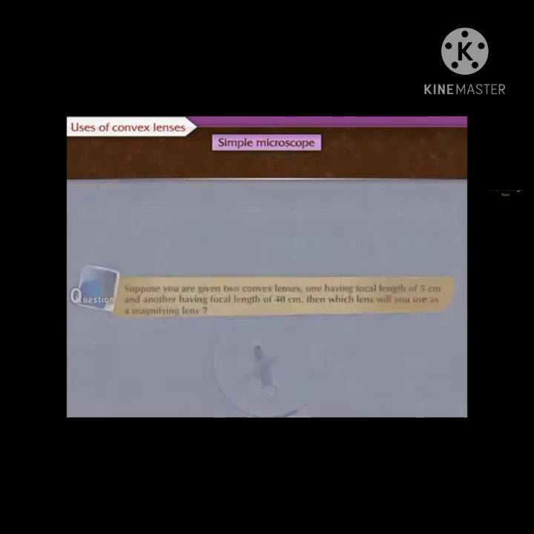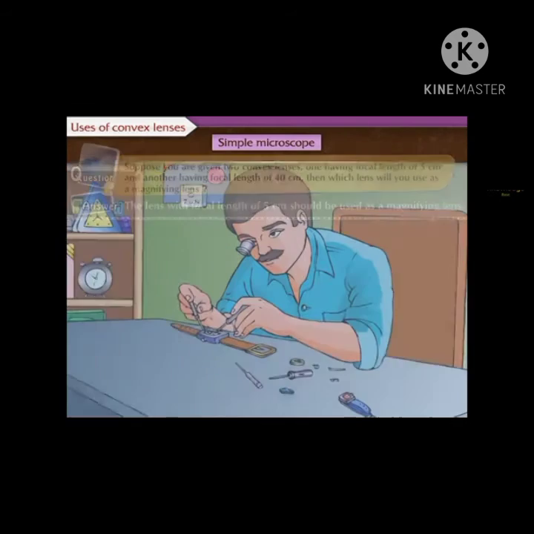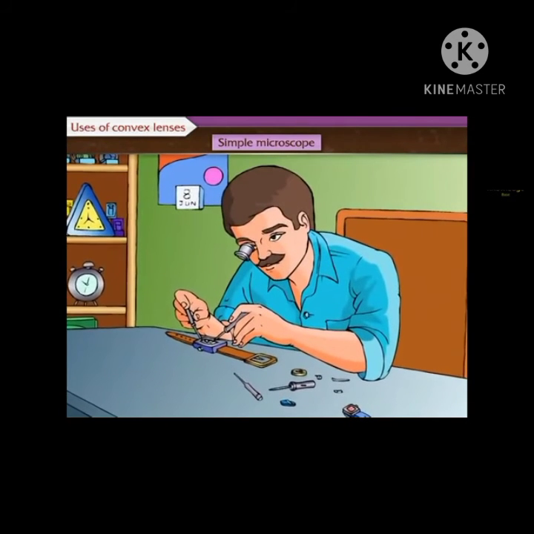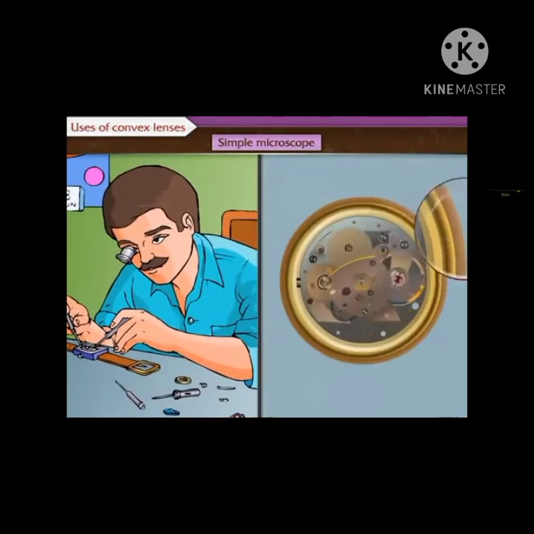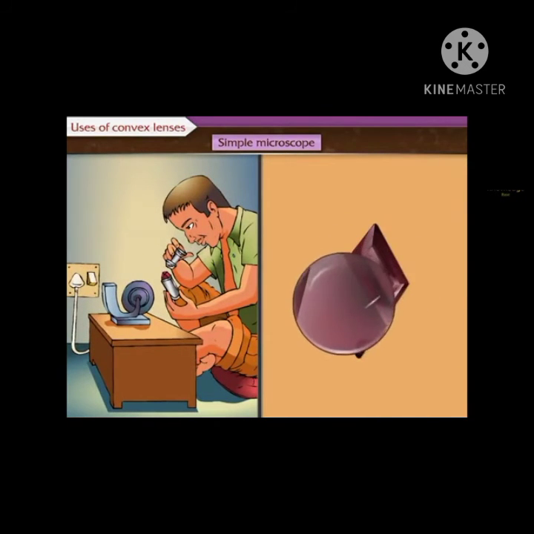Suppose you are given two convex lenses, one having focal length 5 cm and another having focal length of 40 cm. Then which lens will you use as a magnifying lens? The lens with focal length of 5 cm should be used as a magnifying lens. Simple microscope or magnifying lens is used by watchmakers for observing small parts of a watch while cleaning or repairing. Jewelers use it to test precious gems to detect any flaws in them.